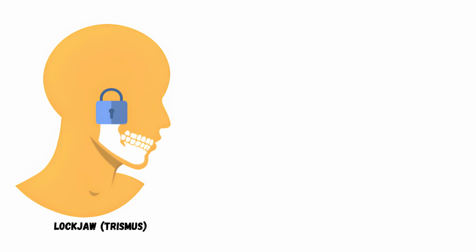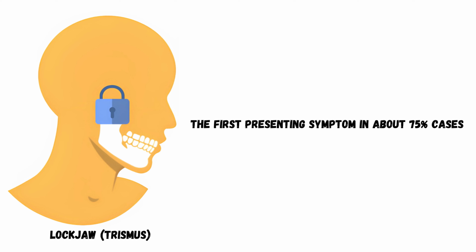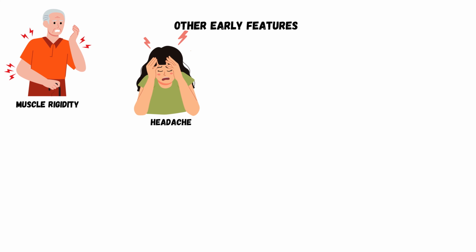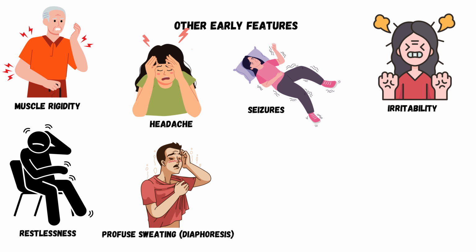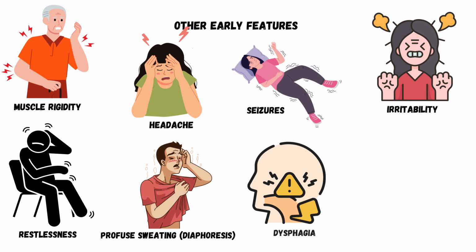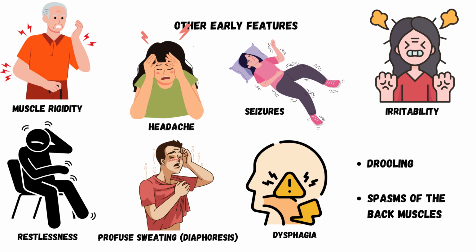Lockjaw, also known as trismus, is the first presenting symptom in about 75% cases. Other early features include muscle rigidity, headache, seizures, irritability, restlessness, profuse sweating, also known as diaphoresis, dysphagia due to pharyngeal muscle spasm, drooling, and spasms of the back muscles.